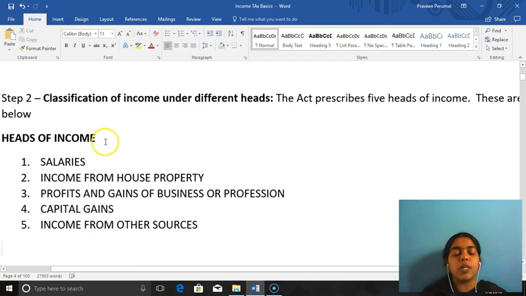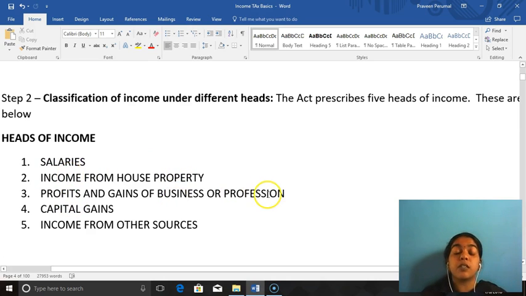So what are the heads of income? First, salaries. Pension, everything will come under the broad head salaries. So salaried people, their income will be computed under the head salaries. Income from house property. For example, if a person is receiving rental income, then that is income from house property, and if he has taken some loan for that property, that has to be deducted. So all these will come under income from house property. Income means the net income from the house property.